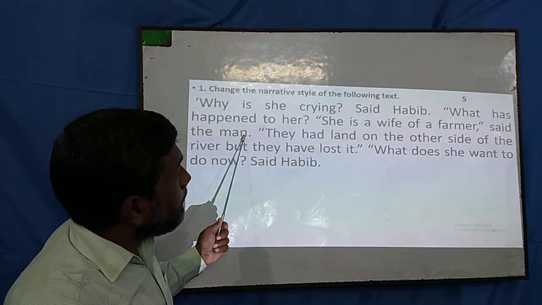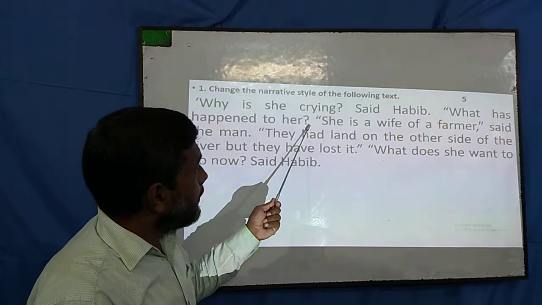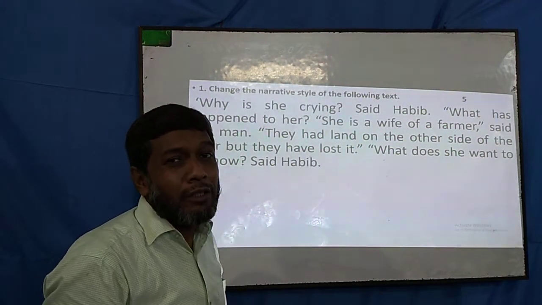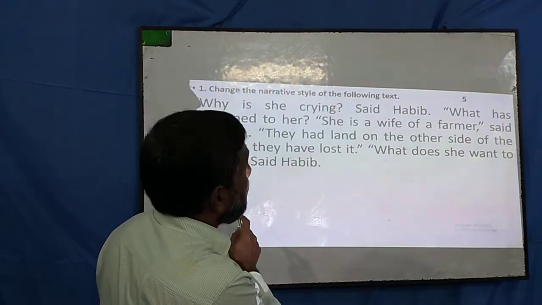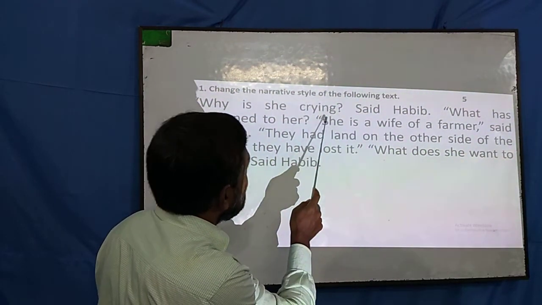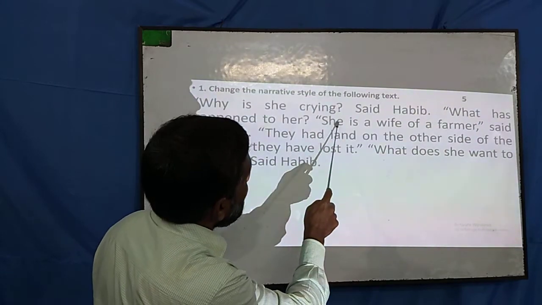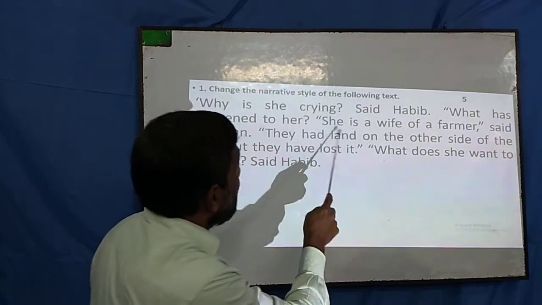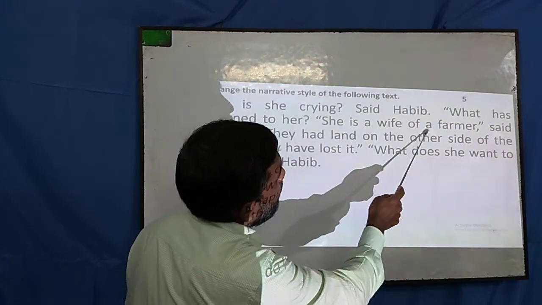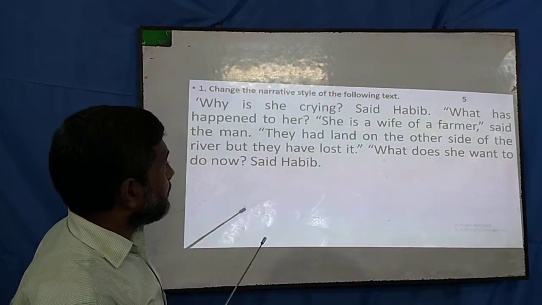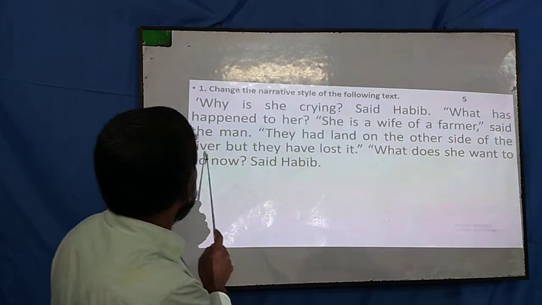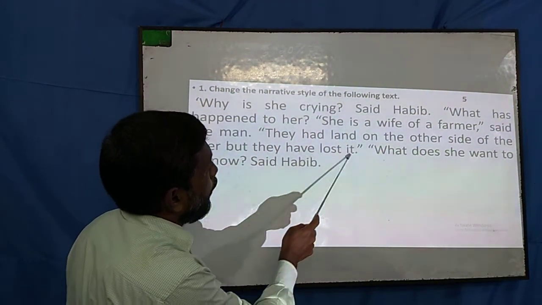The man replied, and you know the reported speech is in the assertive, so I will use that. So, the man replied that she, you must change the tense. So she was a wife of a farmer. Again, they had land on the other side of the river, but they have lost it.